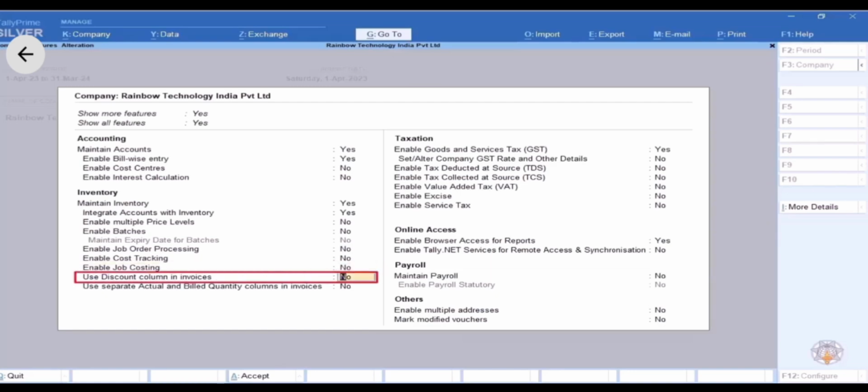Use discount column in invoices. The use of discounts in the accounting process is common in every business industry. To display the discount value in a separate column in a business transaction in Tally Prime, we can use a feature like use discount column in invoices.